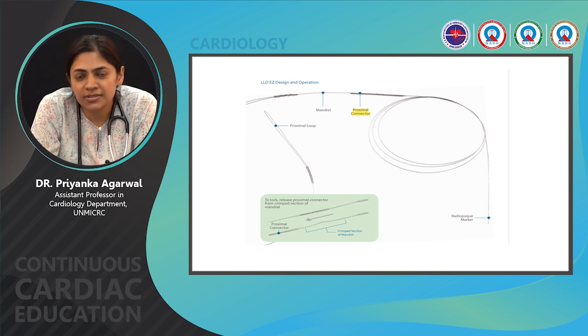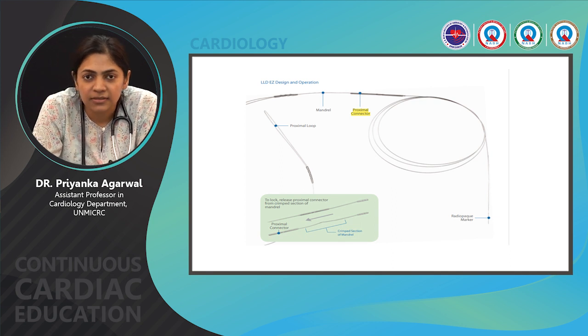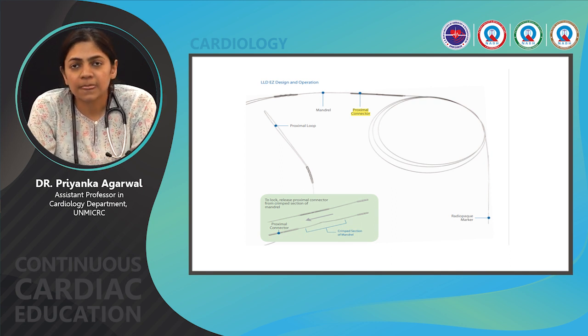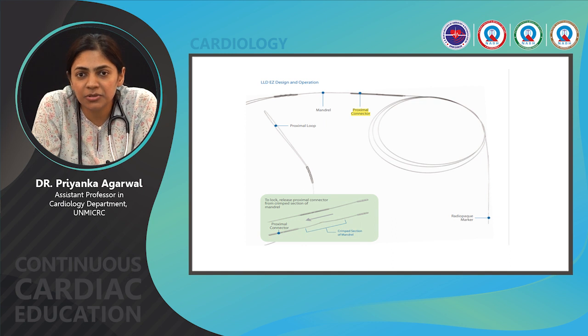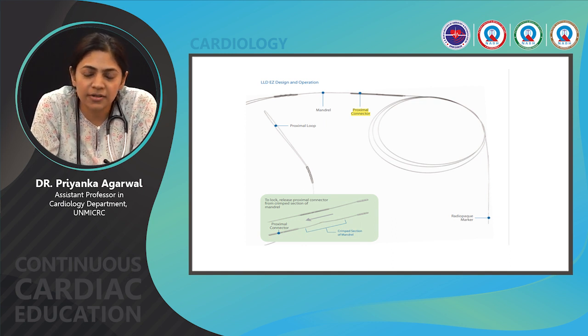The lead which we use for conduction system pacing doesn't have a central lumen, so we cannot use this LLD in a lead extraction procedure for conduction system pacing. In that case, we need to use the Bulldog or some other stylet. So this LLD can be used only in leads which have a central lumen, either a pacing lead or a defibrillator lead.